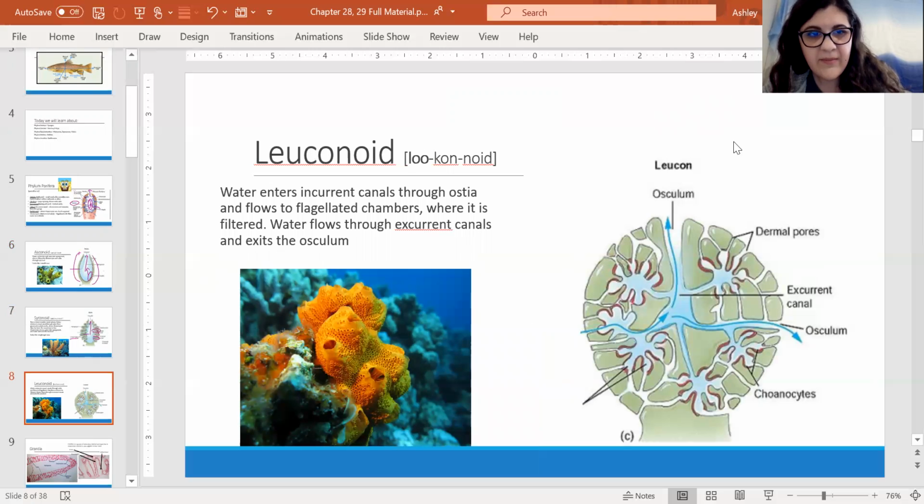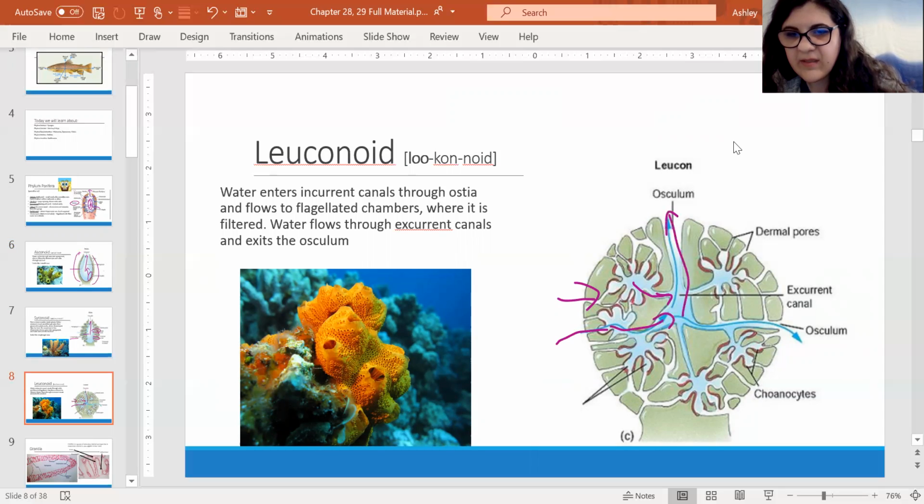Then the third type of sponge is the leuconoid sponge. This is much more asymmetrical and disorganized. Here you can see water flows in through ostia again, and goes to these chambers, these little cavities where choanocytes live. They filter for food, and then the water goes out to the spongocoel, which is usually a cavity in its center, and then out through the osculum.